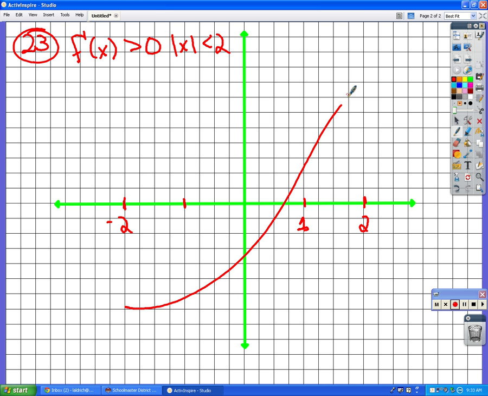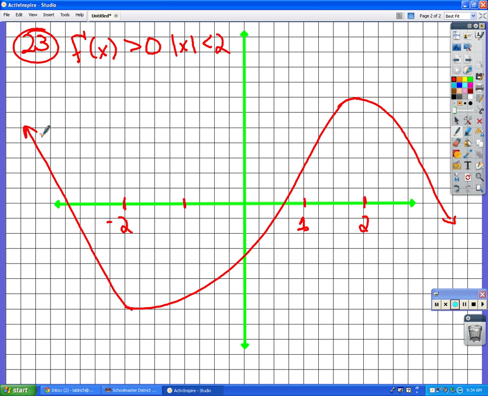All right, then it says the derivative is less than 0 if the absolute value of x is greater than 2. So if you're farther away from the origin than 2, then it's going down. And we're going down from left to right. So something like that.